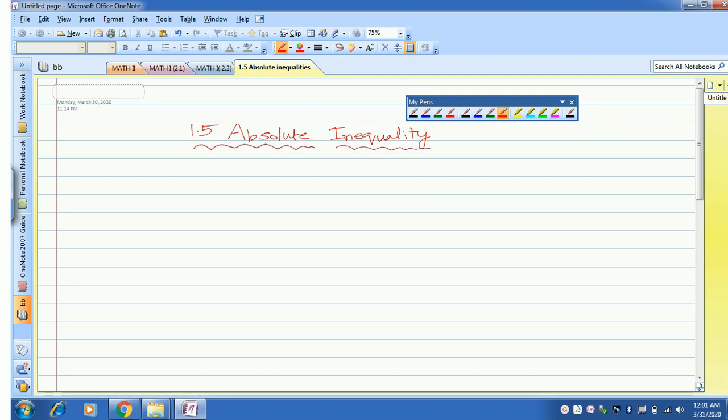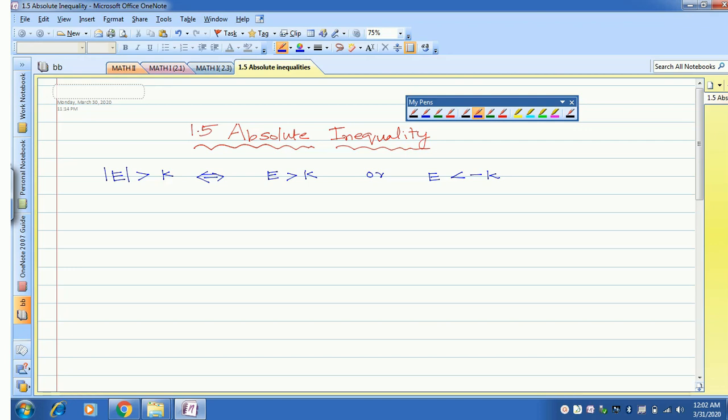Now in the last video we discussed linear inequality. Here you have absolute inequality. First of all, we will discuss the definition. What is the definition of absolute inequality? If absolute E is greater than K, then if and only if, I can write it as E is greater than positive K or E is less than minus K.